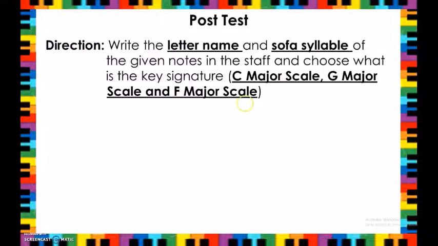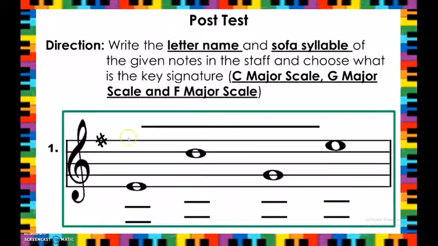It is easy to recognize, okay? Now, this is number 1. What is the key signature or what is the major scale of this with one sharp? And then, what is the letter name of the first line and the SOFA syllable? So, write the letter name here in the first lines, and then in the second lines the SOFA syllable.